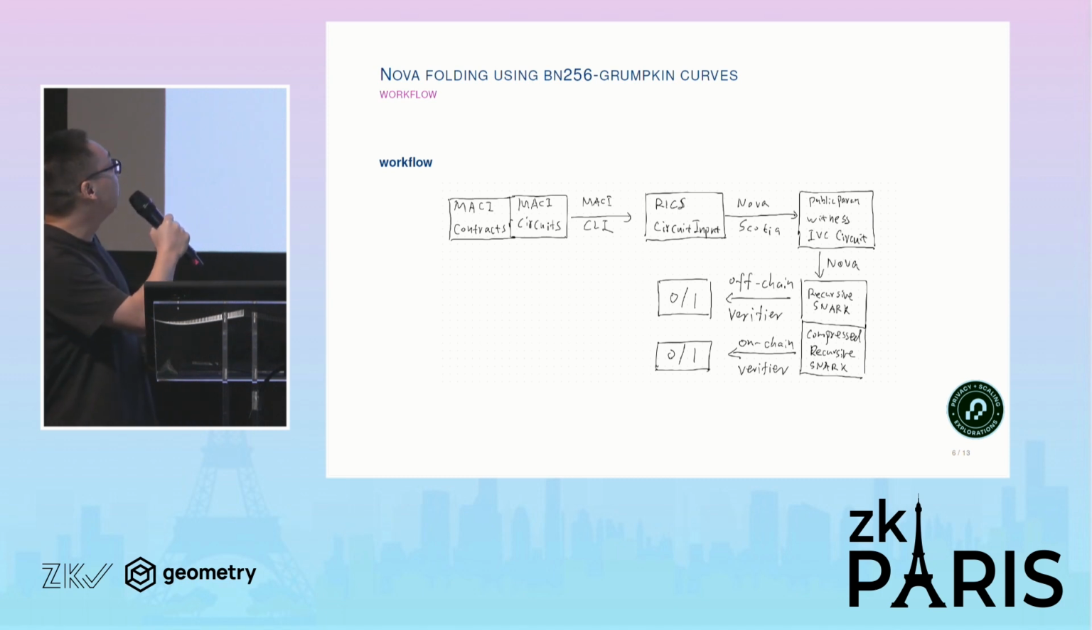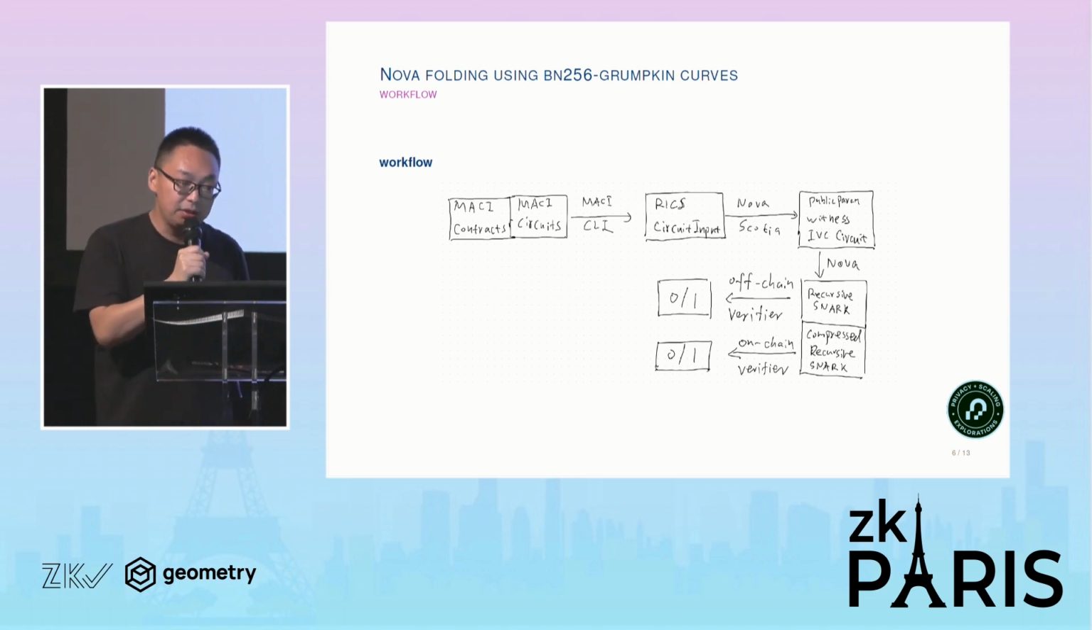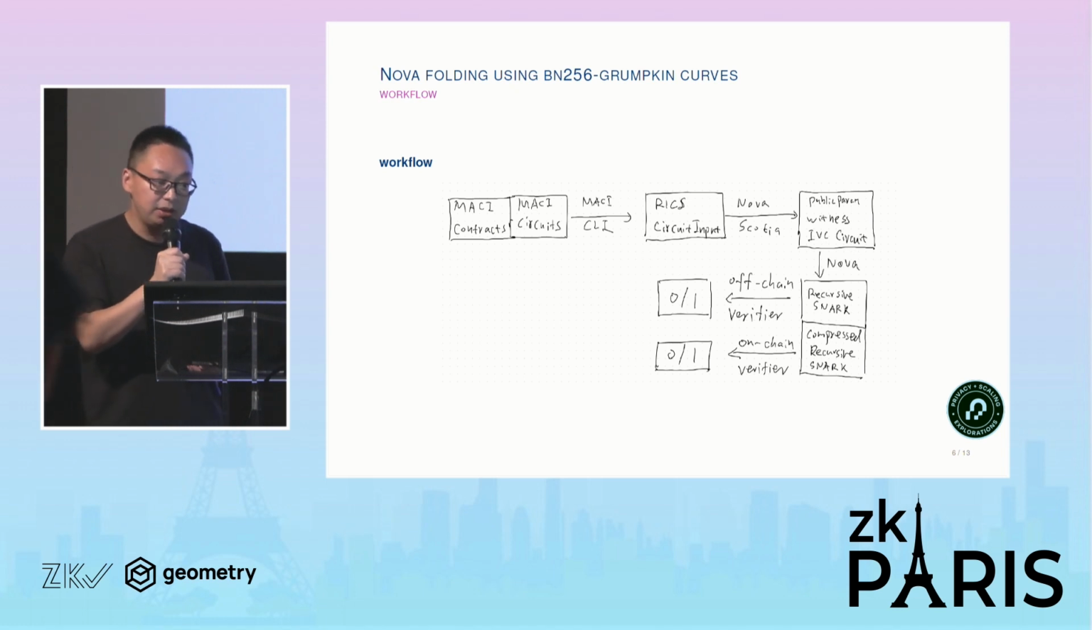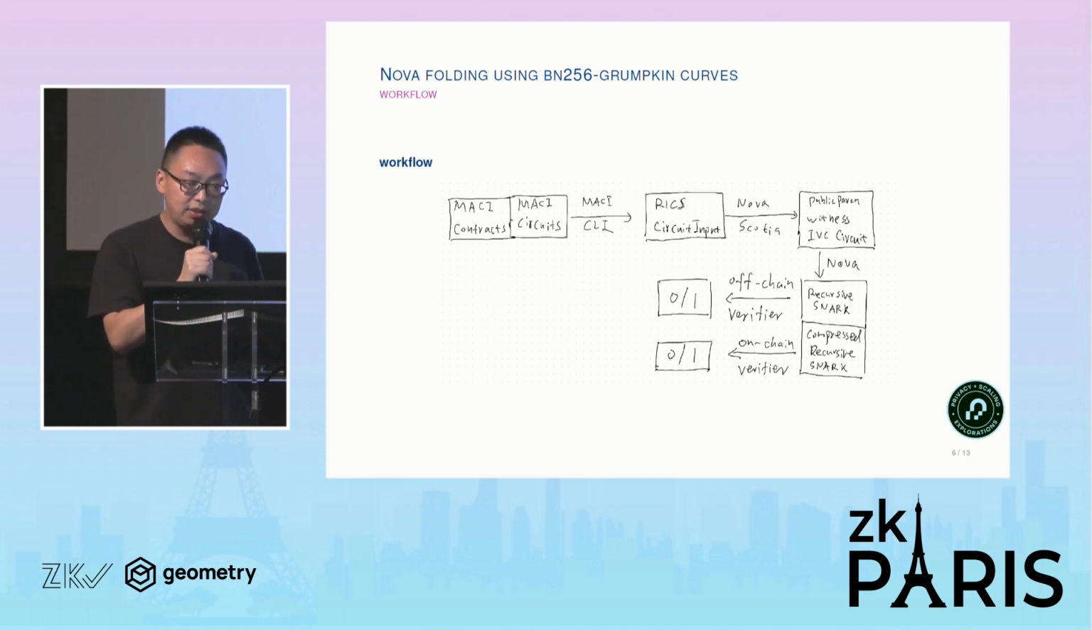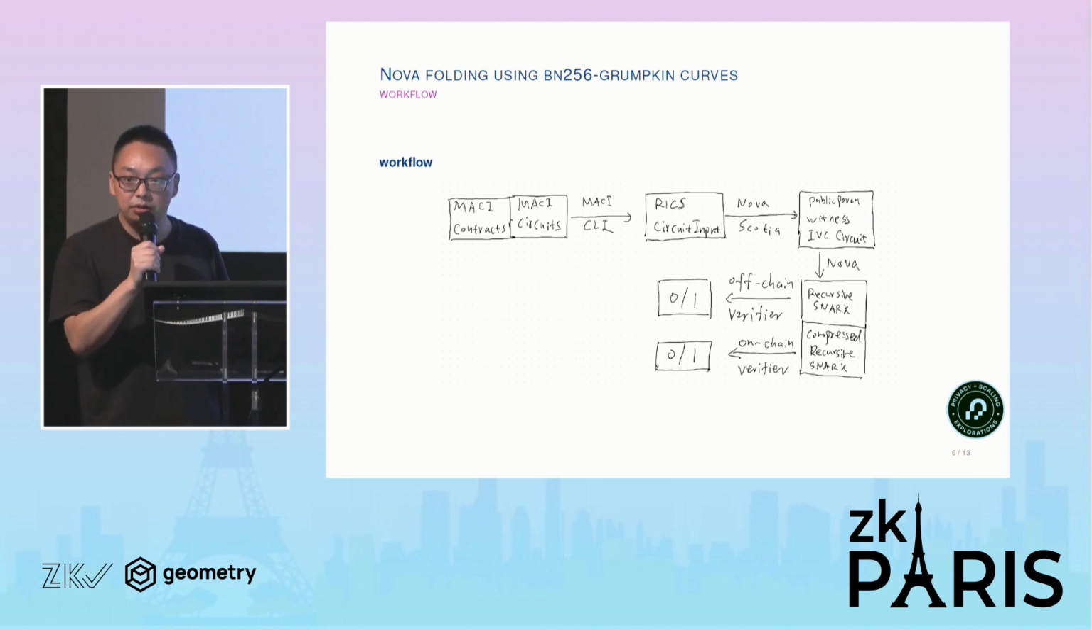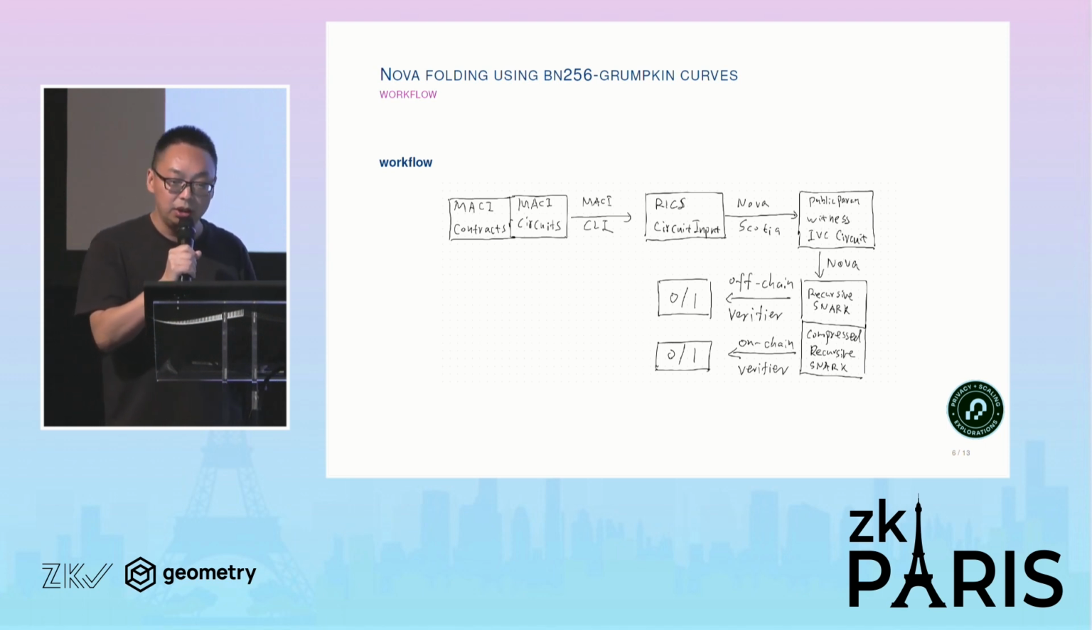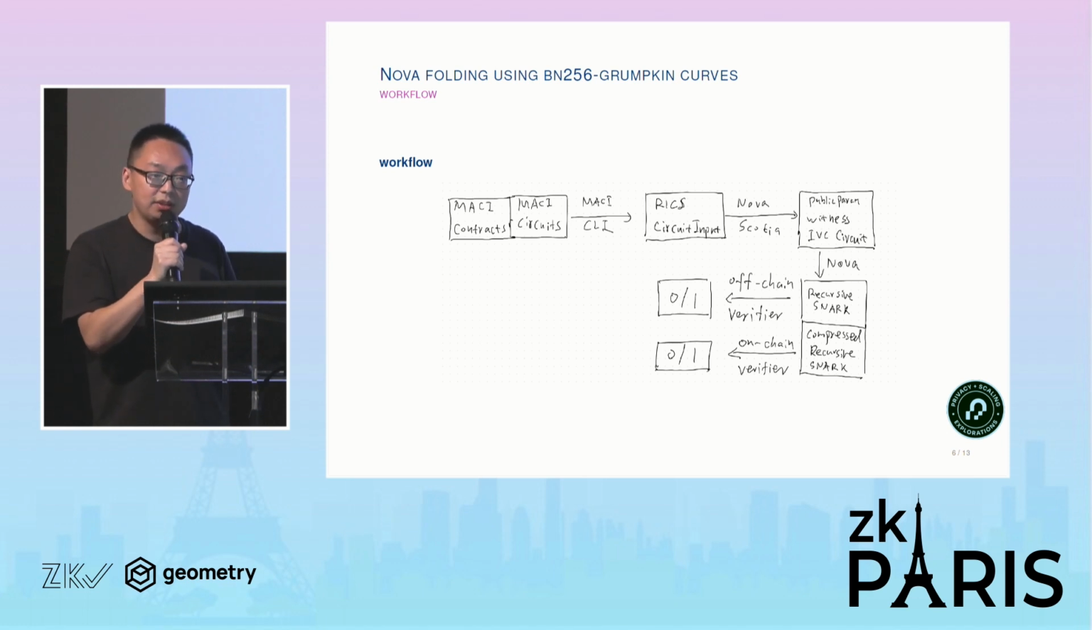Here is the basic workflow. We start from the MACI contract and the MACI circuit. From the MACI contract, we use the MACI CLI to extract the necessary states as the circuit inputs. The MACI CLI will also generate the R1CS file needed by Nova. With this output, Nova calls Nova Scotia on the R1CS file to get the public parameters, which depend on the size of the R1CS, and also creates the IVC circuit from the information of the R1CS. We can also generate the witness from the circuit input and the R1CS file.